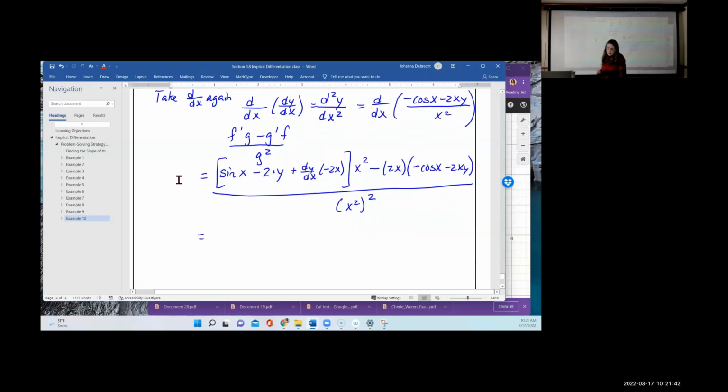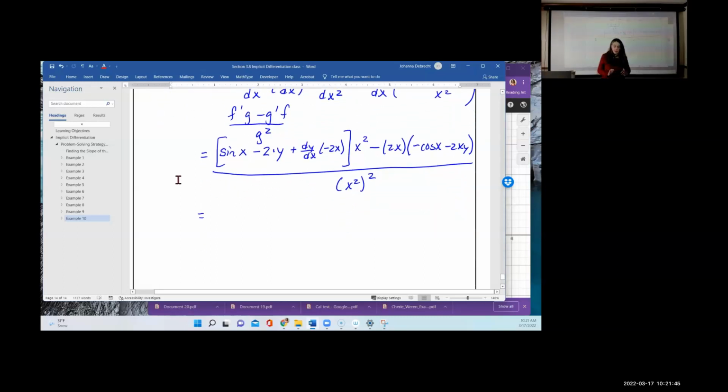So we want to simplify this, and we want to distribute the x squared that is being multiplied by this factor here, and distribute the negative 2x being multiplied by this factor here in the parentheses. So distributing the x squared, I get x squared sine of x minus 2x squared y minus 2x cubed dy dx. And that takes care of the distribution of the x squared over the first factor.